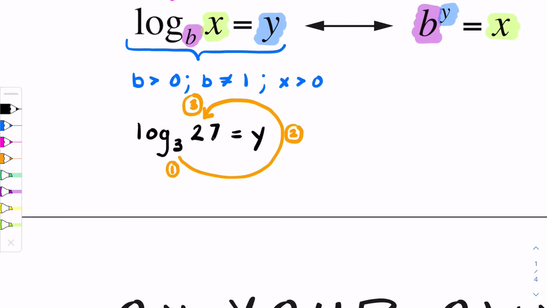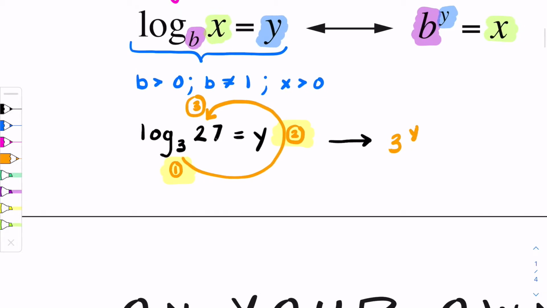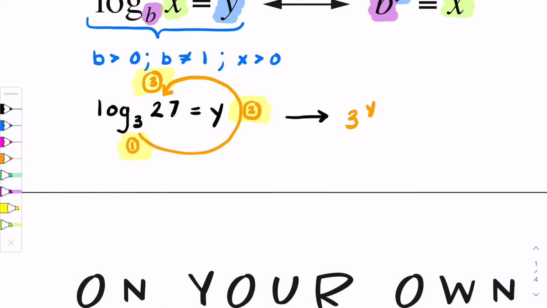If I was to convert this to exponential form, I would write the 3 first because that came first over here. Next, the next part of my exponential form is the exponent. Second is the value of y. That's going to be my exponent. And the last part is the last thing you draw your circle around, which is 27. That's your answer. So it's just about placement. First, we have the value of 3, then the value of y, then the value of 27. In that order, you can write your exponential form.